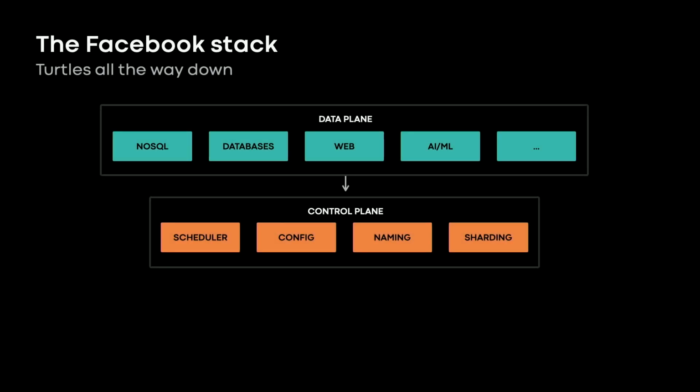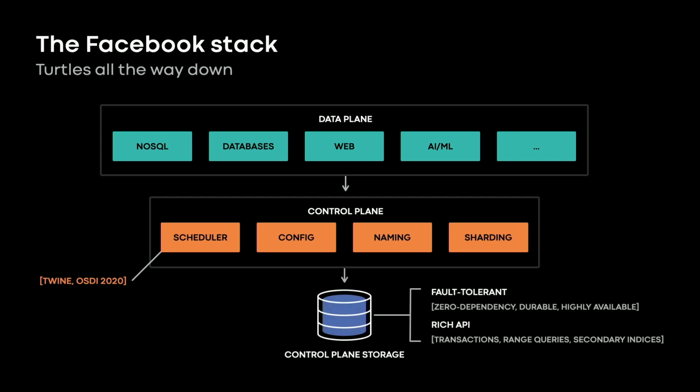The Facebook software stack consists of two different layers. On the top, you have a data plane, which is storing and processing large amounts of data. And at the bottom, you have a control plane, which consists of infrastructural services like naming, sharding, configuration, and schedulers. An example of a control plane service is Twine, which is the Facebook scheduler, which we also presented at OSDI last year.